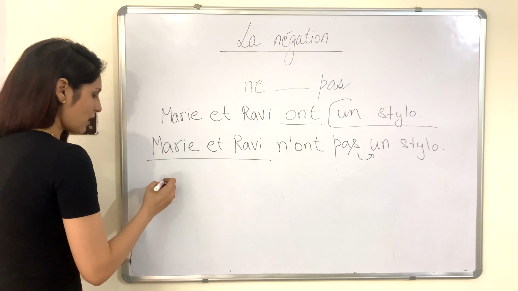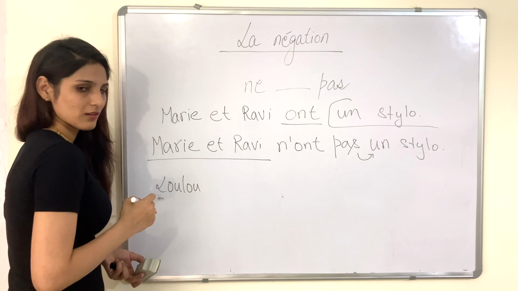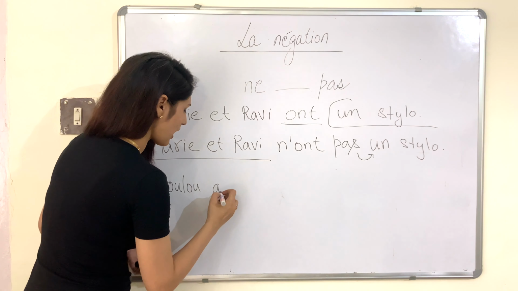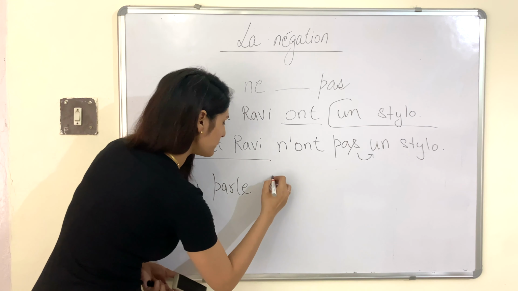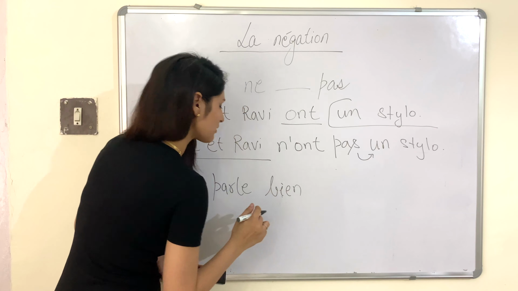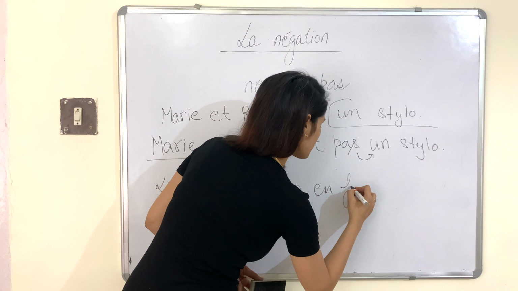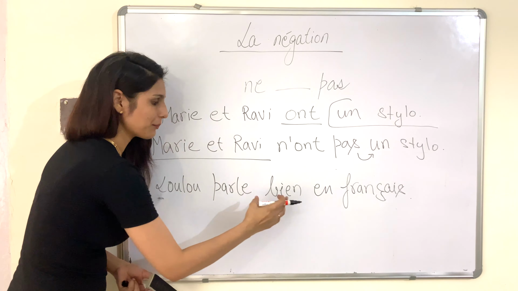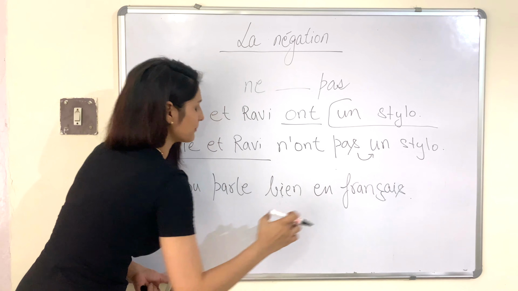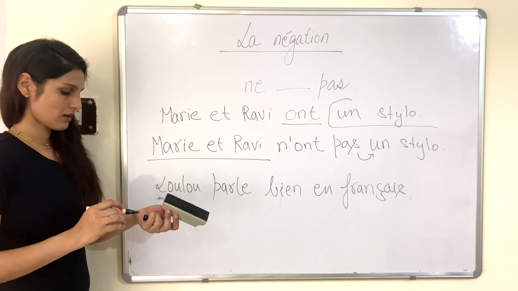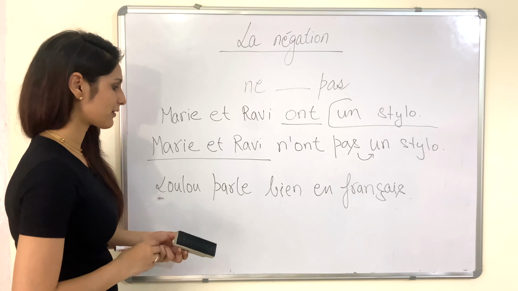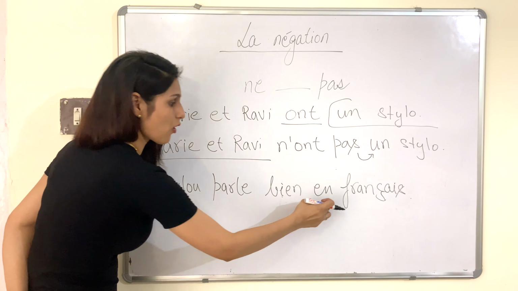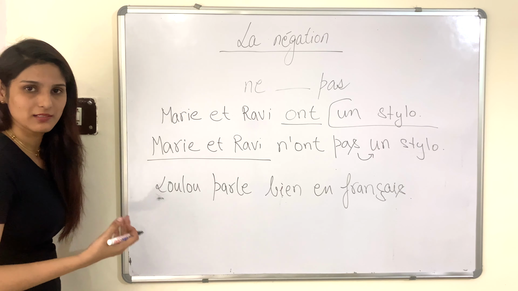Okay. Loulou parle bien en français. Loulou speaks nicely in French, or Loulou speaks nice in French. Or you could say Loulou speaks nice French, but there is an en which says in, so you could say Loulou speaks nicely in French.